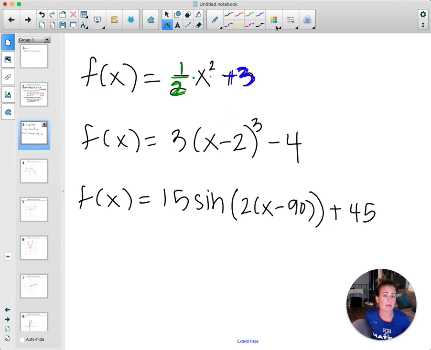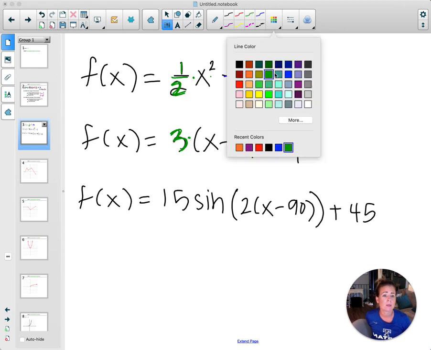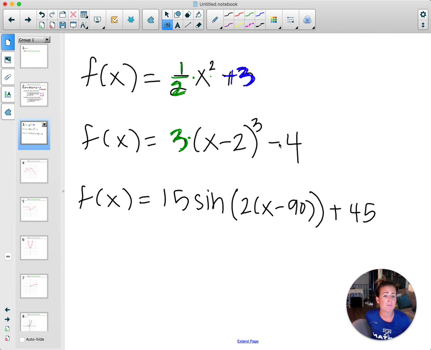This next one, we've got an x cubed function. So we see the cubed, that's our parent function. We've got the 3 outside multiplied, that's our a value. We've got the -4 outside, that's our k value. And then we have -2 on the inside. So our h value is 2.